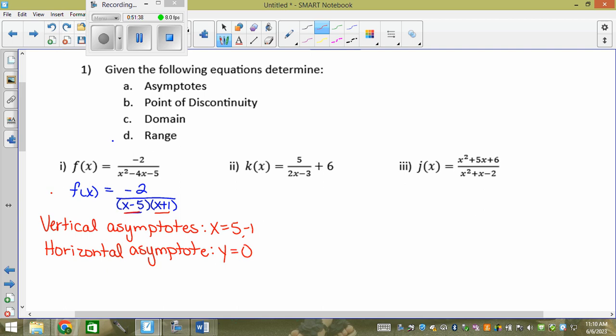Domain and range are easy. They're just not equal to those, right? So my domain is x such that x can't equal positive 5 and -1, x is an element of the reals. My range is y such that y can't equal 0, y is an element of the reals.